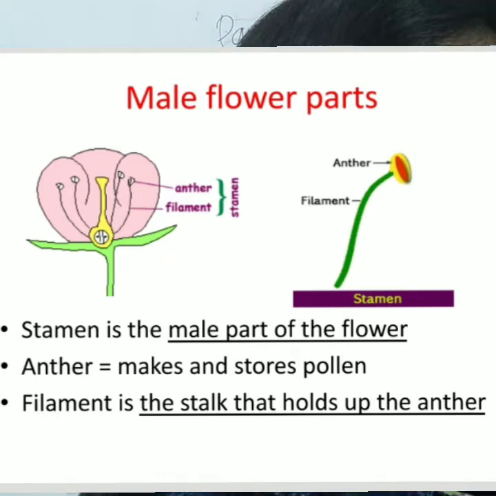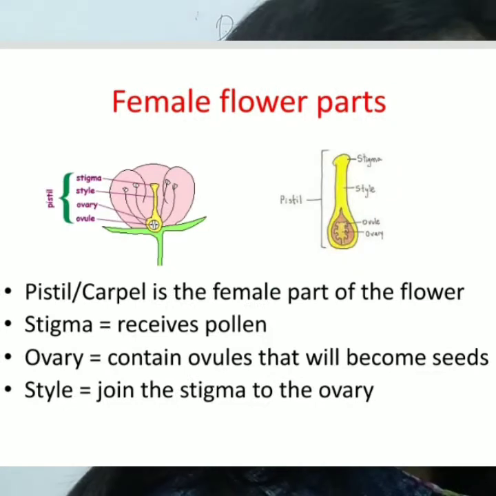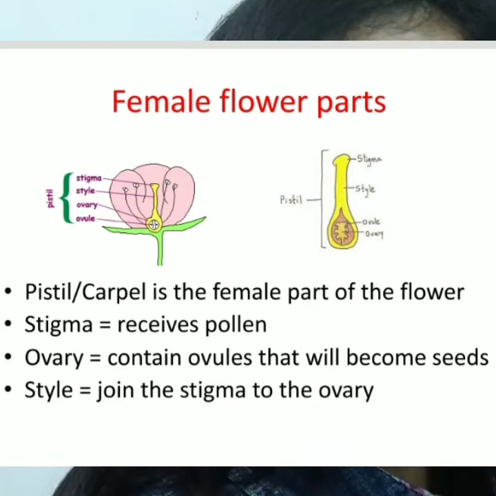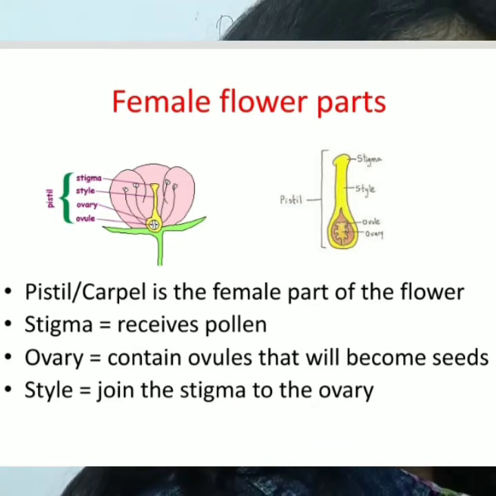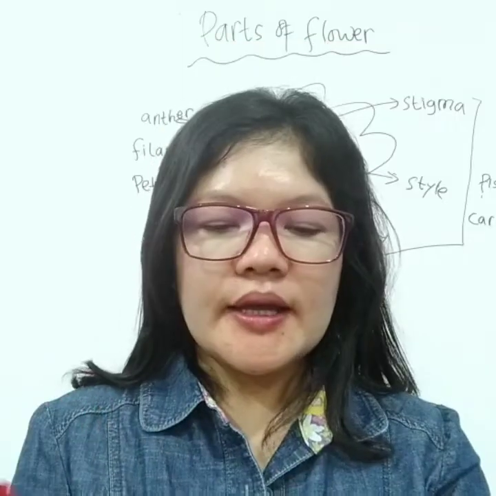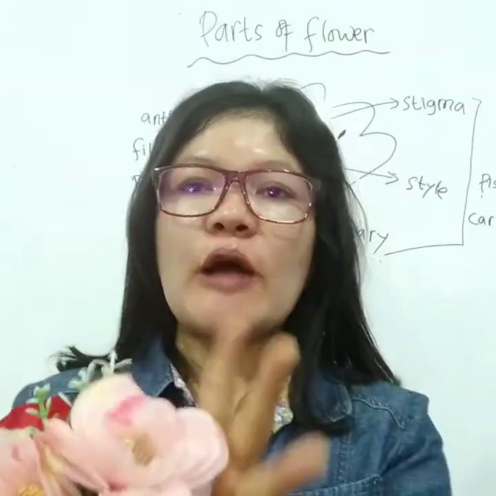Now we're going to the female parts. The female flower parts we call a pistil or carpel. The carpel consists of three: stigma, ovary, and style. What is the use of the stigma? The stigma receives the pollen, while the ovary contains the ovules that will become seeds, and the style joins the stigma to the ovary.